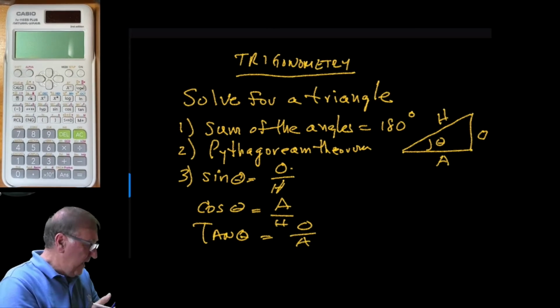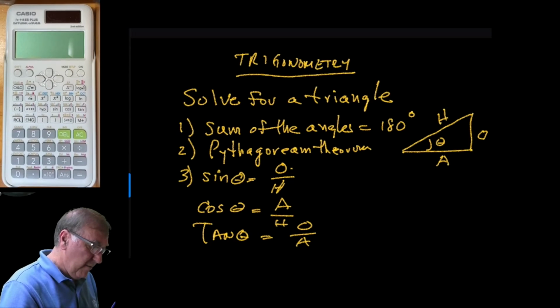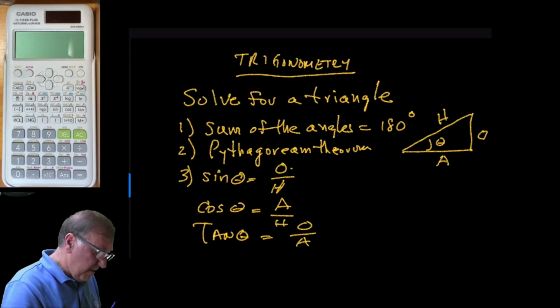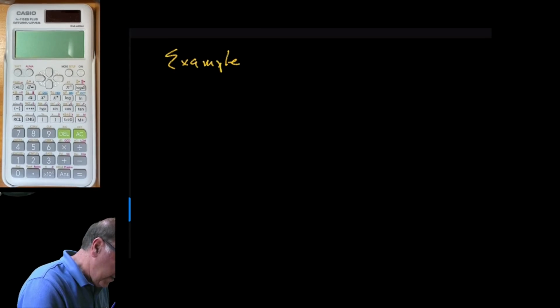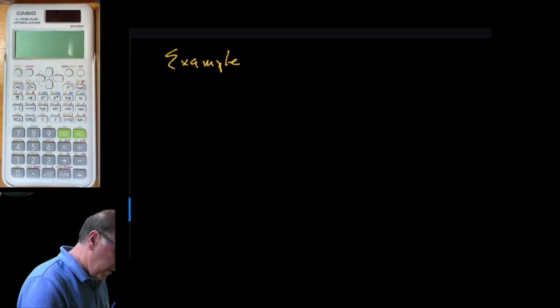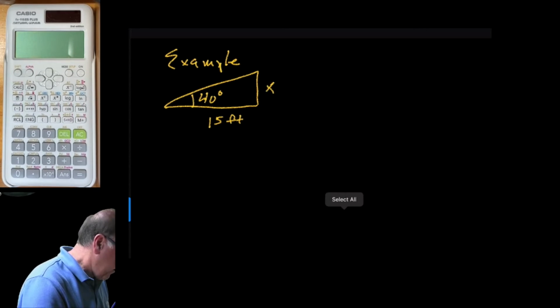So those are the three main trigonometric functions that you can use to determine the angle, or, if you know the angle, you can find any of the sides of the triangle. So let's look at an example. So we have a triangle. We have a 40-degree angle. It's 15 feet long, and we want to know x.